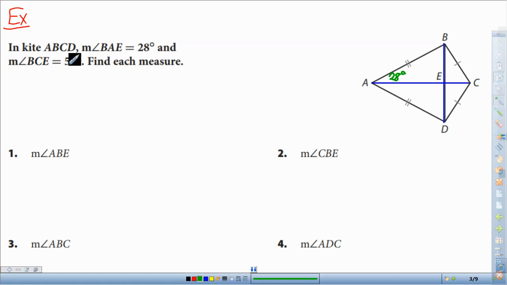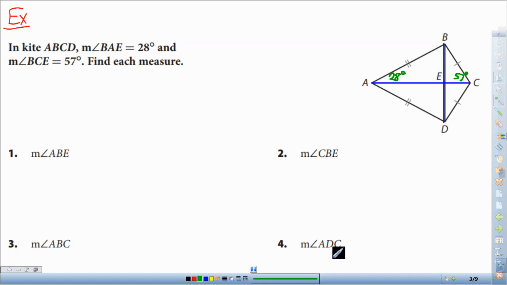Next, it's saying the measure of angle BCE is 57 degrees. Let's put that on. So BCE, starting at B, going around C to E, we're talking about this angle right here. Let's show that this is 57 degrees. And then the last thing is find each measure. It looks like on this one, we're just finding a bunch of angles.